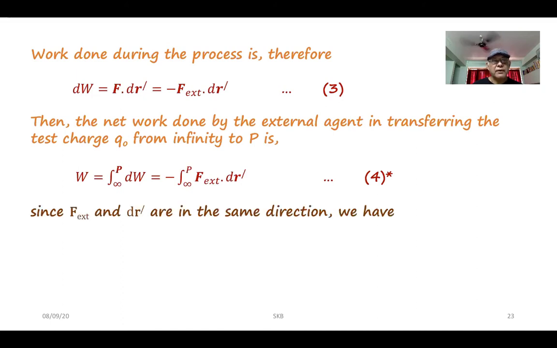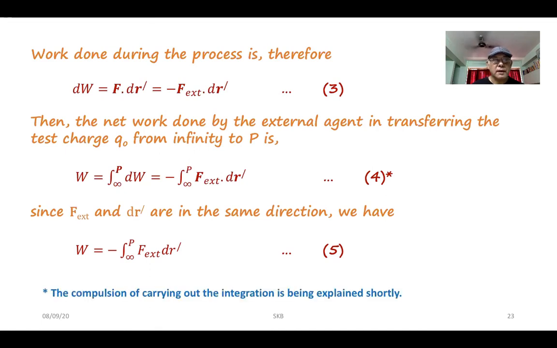Since F subscript ext and dr dash are in the same direction, we have W equal to minus integration infinity to P F ext multiplied by dr dash. This is a simple multiplication. This is equation 5. Regarding the asterisks, the compulsion of carrying out the integration is being explained shortly.